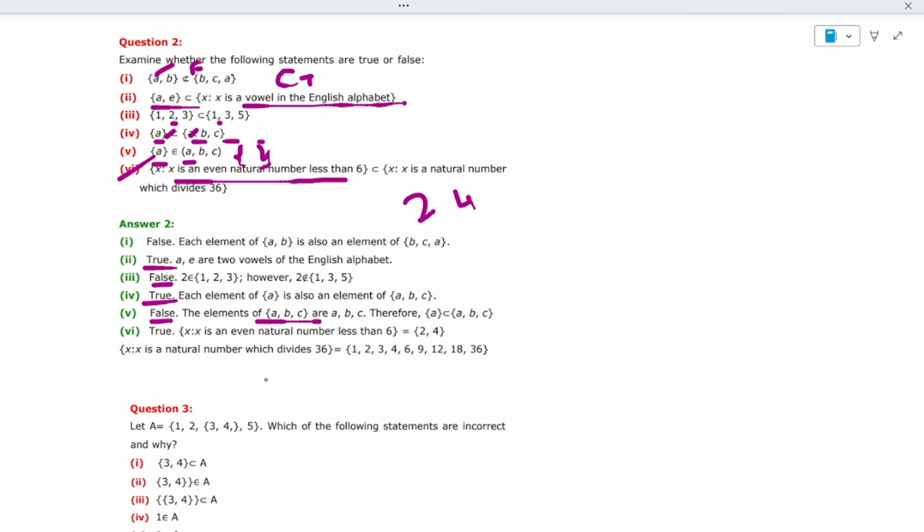Now let's see the answer. It is true, because 2 and 4 are the elements, and if you take the factors that are being divided by 36, 1, 2, 3, 4, 6, 9, 12, 36 and 18. Yes, 2 and 4 are also being included here. So yes, the answer is true as they have given here belongs to. If they had given here like this, the answer would have been false.